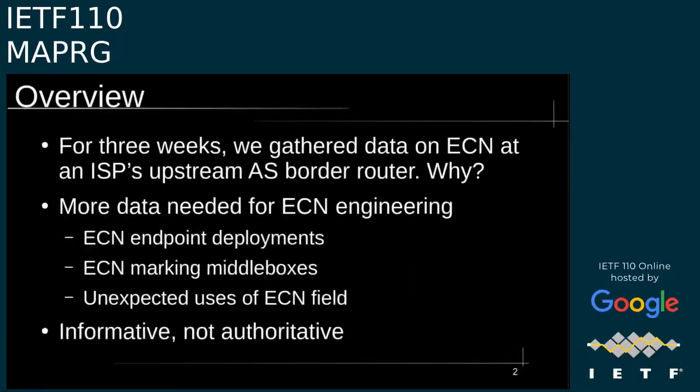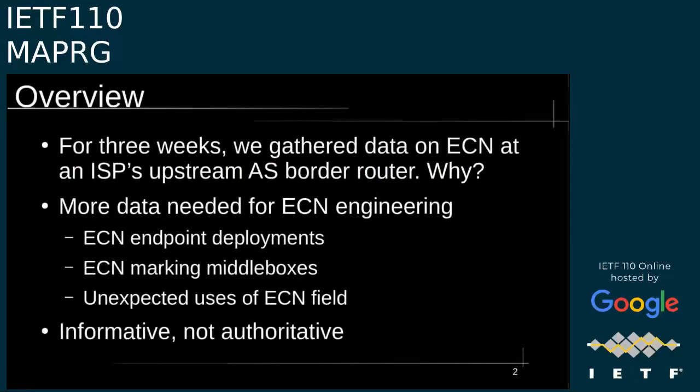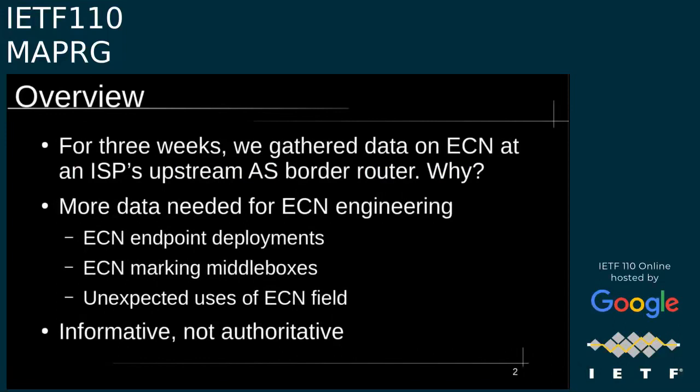So why did we go to the trouble of gathering data on ECN at an ISP's border router? Well, there are a few questions we'd like to answer for ECN engineering. For endpoints, we'd like to know what proportion of flows are ECN capable and how many clients are initiating ECN. For middle boxes, we'd like to know what proportion of paths appear to have RFC 3168 marking AQMs, so we know to what extent future experiments need to take that into account.